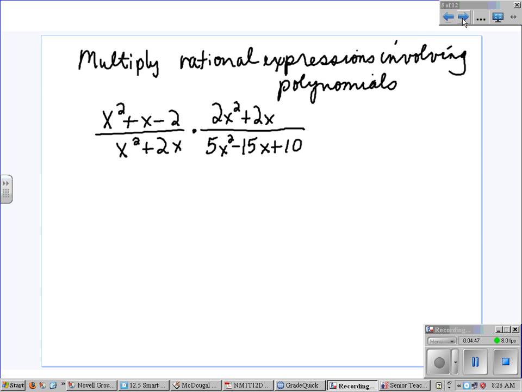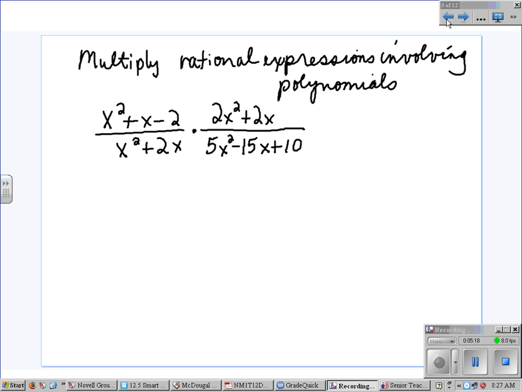Now let's multiply some rational expressions involving polynomials. I upped it a couple notches, didn't I? Just a couple. Go ahead and write this down, and then we're going to go back a couple slides for just a moment because we forgot something.